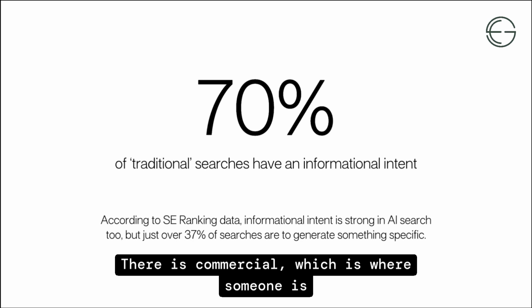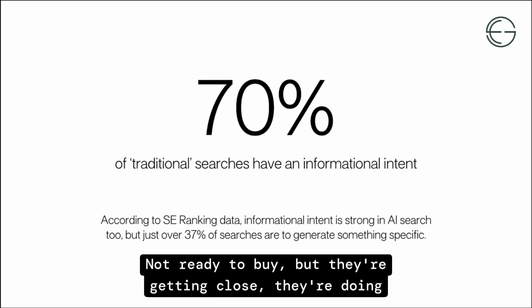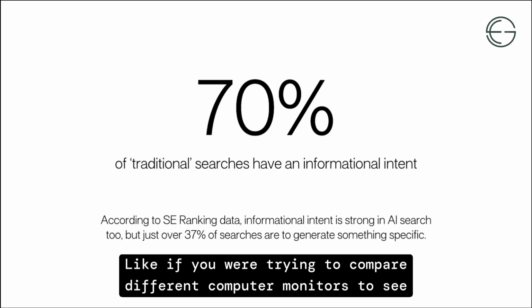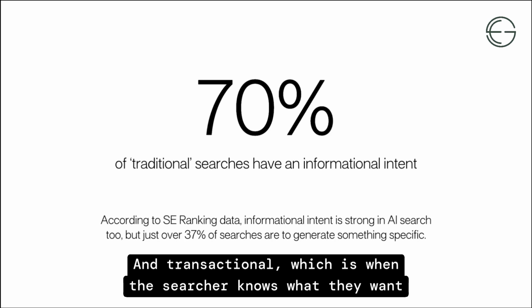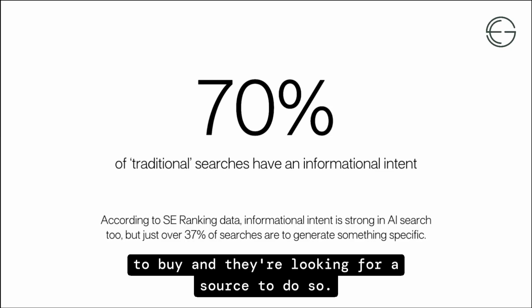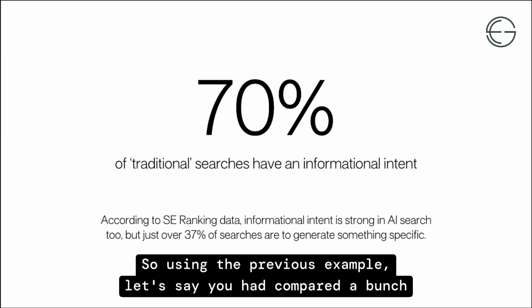There is commercial, which is where someone is not ready to buy, but they're getting close. They're doing research. Like if you were trying to compare different computer monitors to see which one you wanted to buy, that would be a commercial search. And transactional, which is when the searcher knows what they want to buy and they're looking for a source to do so. So using the previous example, let's say you had compared a bunch of computer monitors.